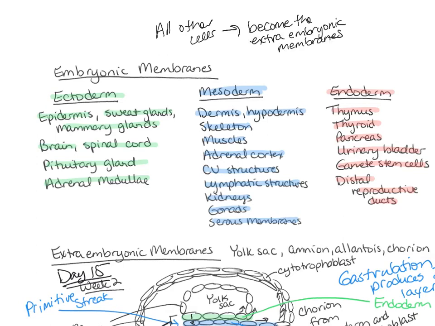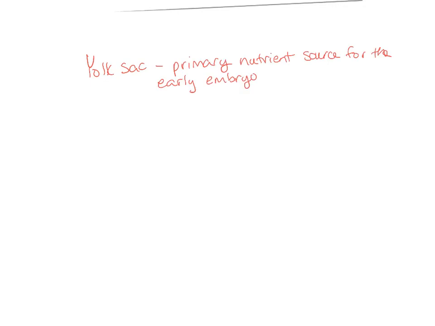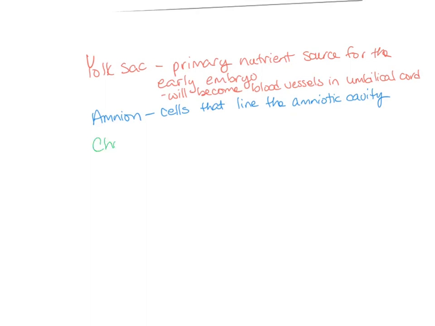The extraembryonic membranes are the yolk sac, the amnion, the allantois, and the chorion. The yolk sac is the primary nutrient source for the early embryo. It will become the embryonic blood vessels in the umbilical cord. The amnion is the ectodermal cells that line the amniotic cavity. The chorion are the mesoderm cells that spread around the entire blastocyst.